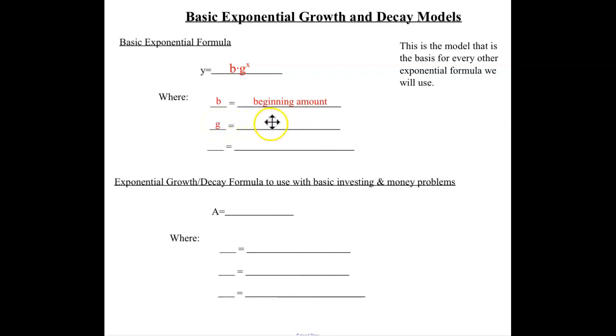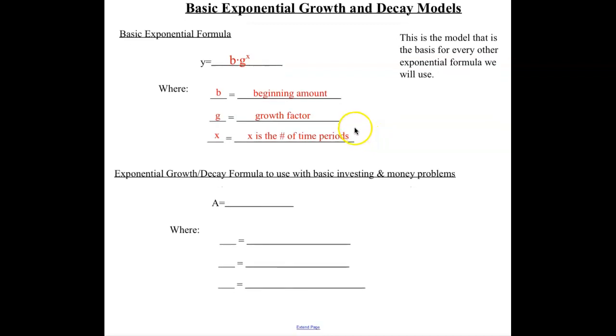In this example, g here is called the growth factor. That is the base that's being raised to the power, and that describes how fast it's going to grow. And our x is our variable. It's representing time in this case, the number of time periods that we're allowing our beginning amount to grow. This is basically the model that's going to be used for all other exponential formulas.